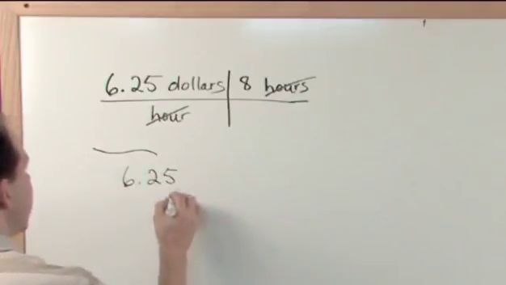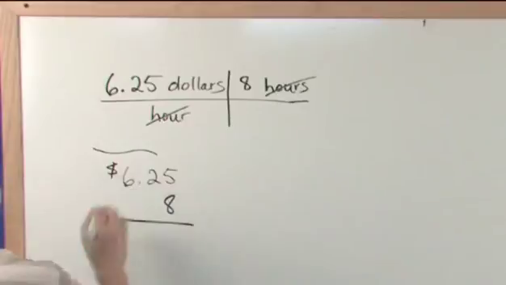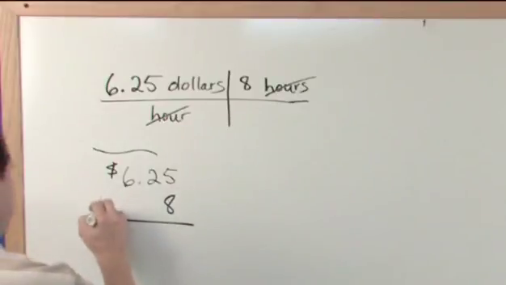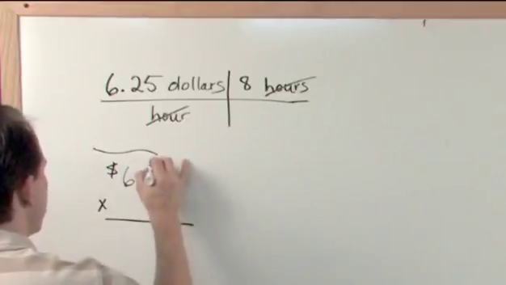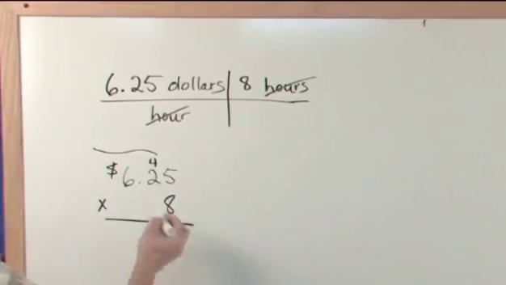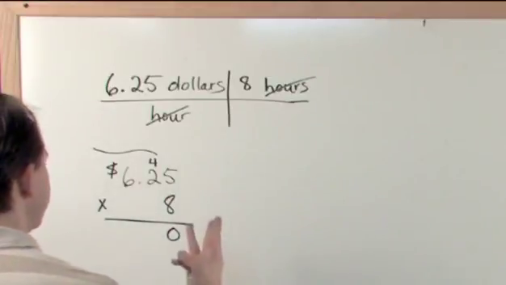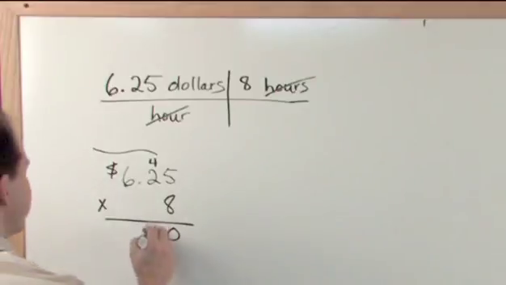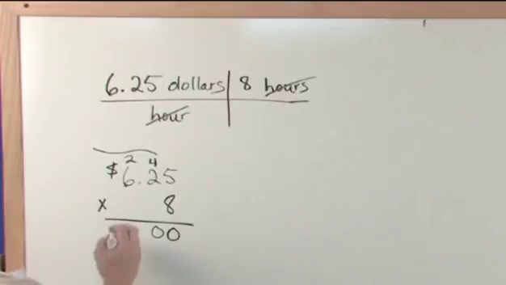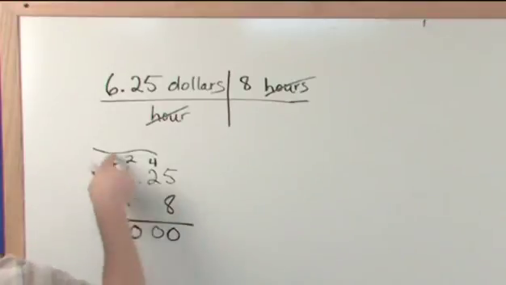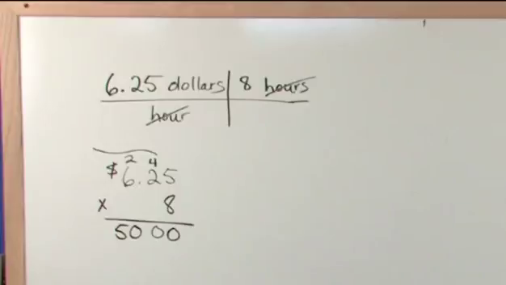6.25 times 8, okay? This is dollars, times 8. Starting over here, 8 times 5 is 40, so I put the 0, carry the 4. Moving on, 8 times 2 is 16, plus 4 is 20. So I'll put a 0, carry the 2. And 8 times 6 is 48, plus 2 is 50. So I'll put 50 here, because I don't have any place else to carry anything, I have to put it down here.